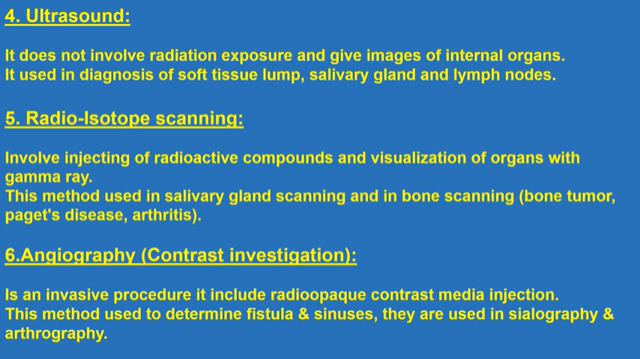Number 5, radioisotope scanning. This type of investigation involves injecting a radioactive compound and visualization of organs with gamma rays. This method is used in salivary gland scanning and in bone scanning, for example, bone tumor, Paget disease, and arthritis.